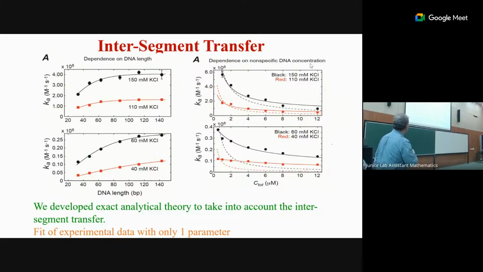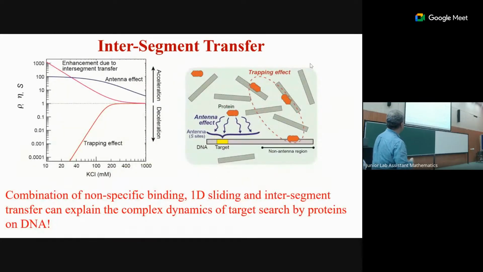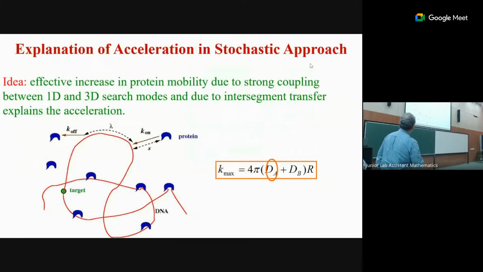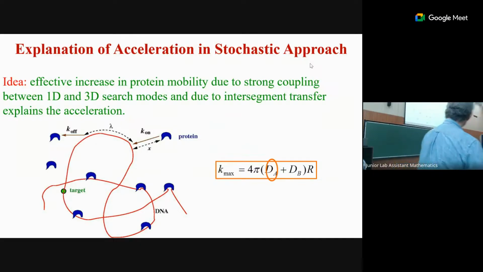So the effect measured rates at different conditions, and we used our theory to fit this data, and it worked quite well. Essentially, we were able to explain the two orders of magnitude acceleration due to intersegment transfer. Okay. So this is the explanation of acceleration which comes from our simple stochastic theory.